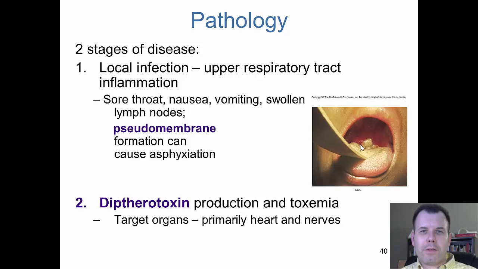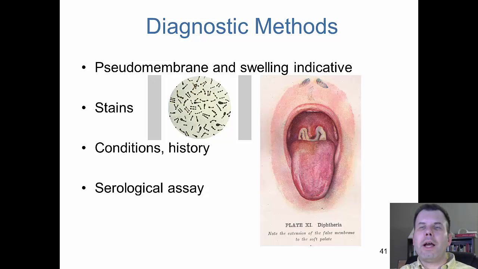The other thing that this guy releases is called the diphtheria toxin, which can cause toxemia and target organs, especially the heart and nerves, and cause damage there. That's the second stage, or the systemic stage, of this disease. Okay, so the diagnostic methods: looking for the pseudomembrane and the swelling. If you start to see this membrane growing around the back of the throat, that's indicative of diphtheria.